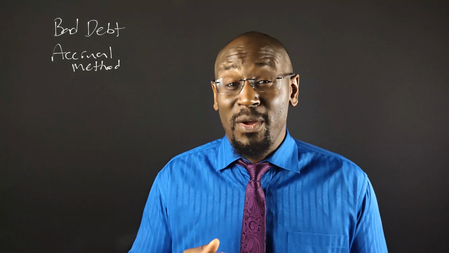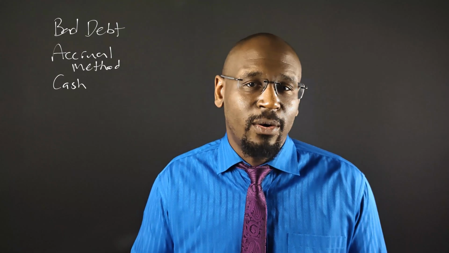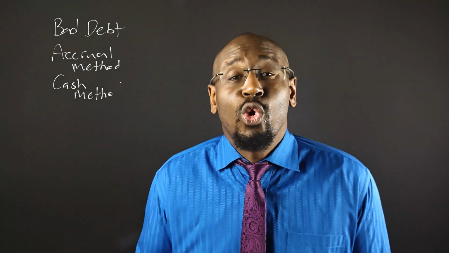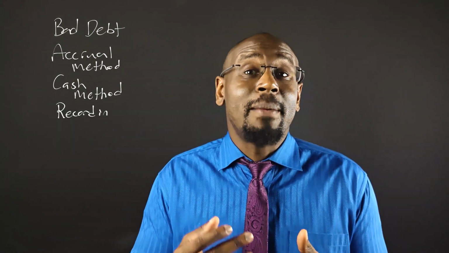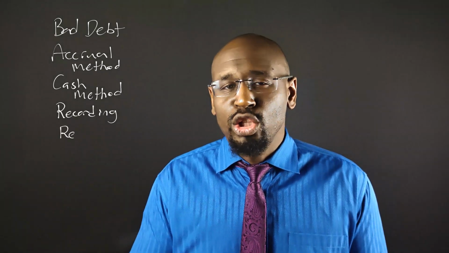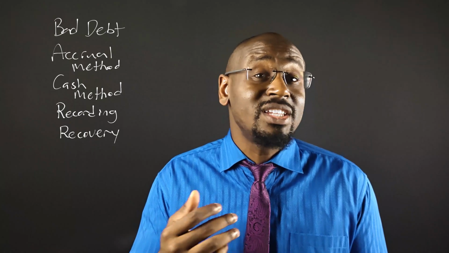Let's recap the key points. Bad debt is the money owed to you that you can't collect. Now, the accrual method allows you to claim the deduction if the amount was previously included in your income. Now, with the cash method, there's no deduction allowed because the income wasn't recorded until it's received. And as far as recording goes, deduct the debt when it becomes clear it's uncollectible. And for the recovery, include recovered amounts in gross income limited to the amount previously deducted.